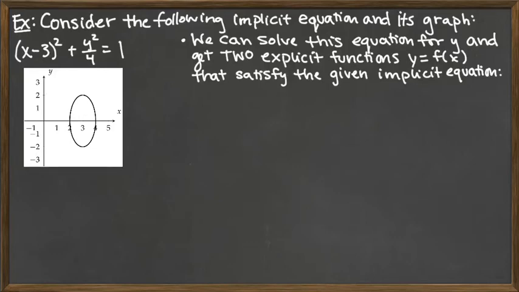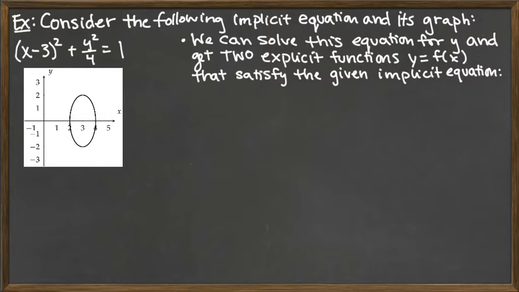In this example, we're going to be working with the implicit equation (x − 3)² + y²/4 = 1. This equation is an equation of an ellipse, and we have the graph of this ellipse given here too.